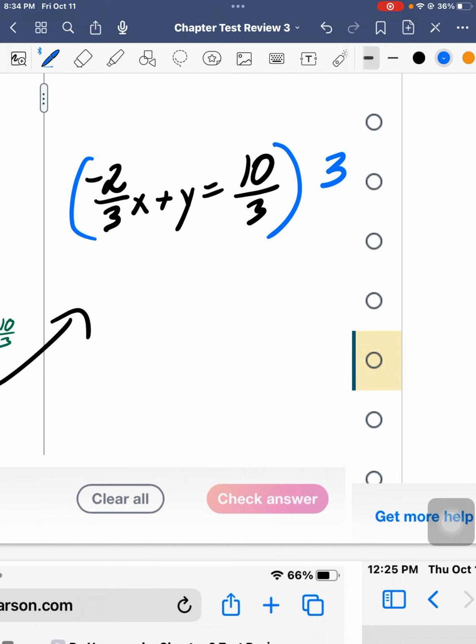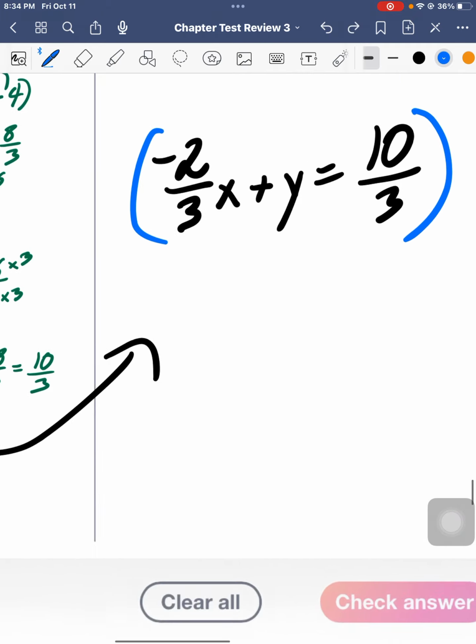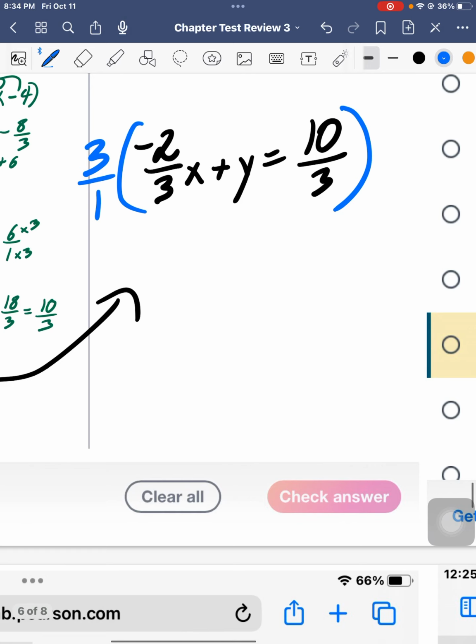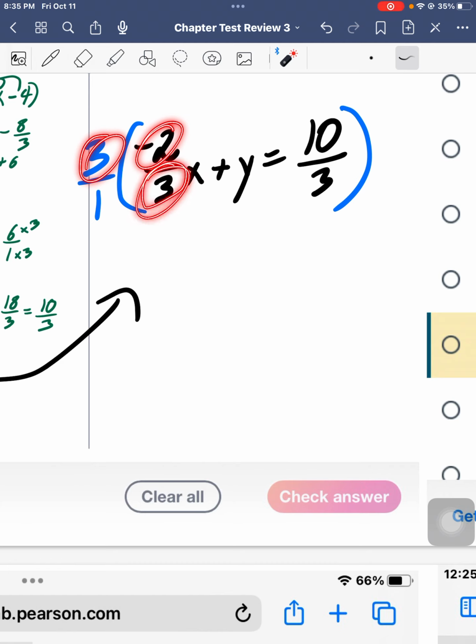So what that's gonna end up doing is, let me do this. We're gonna distribute the 3 to all of this. So now 3 over 1, same thing, right? What's gonna happen if we do 3 times negative 2? It's negative 6. What's negative 6 divided by 3? Negative 2. So really all we're doing is canceling. We're cross multiplying this and this.